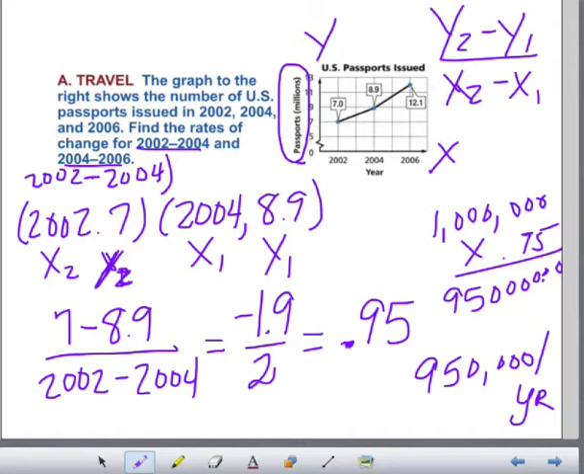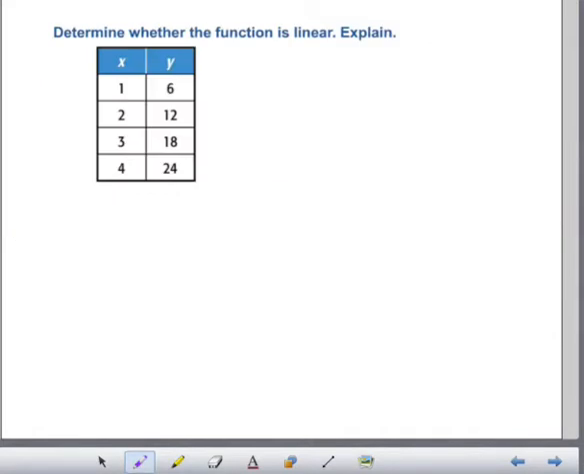Okay? Now, in the interest of time, because I'm afraid this video may get a little long, I'm not going to do this second part, the 2004 to the 2006. But I just wanted you to see you can get that information off of a chart as well. You can get your ordered pairs from a table or from a chart. Now, the next kind we're going to look at is we're going to determine if a function is linear.